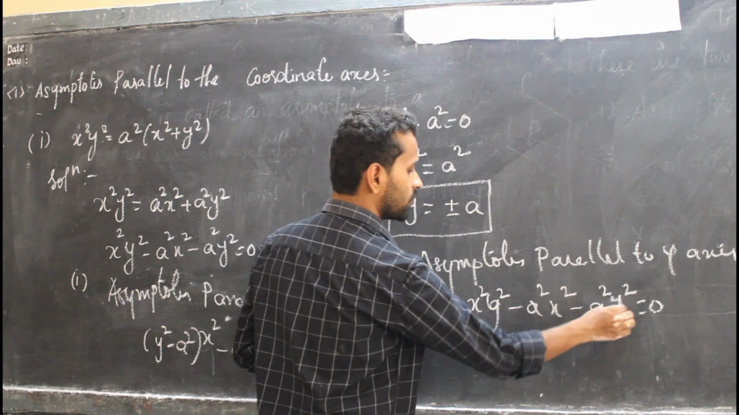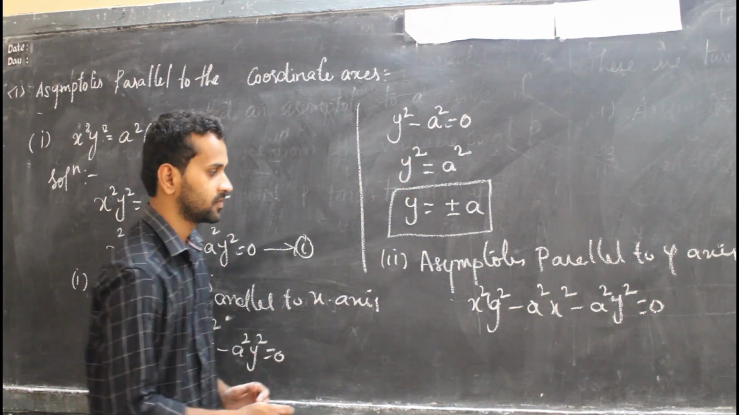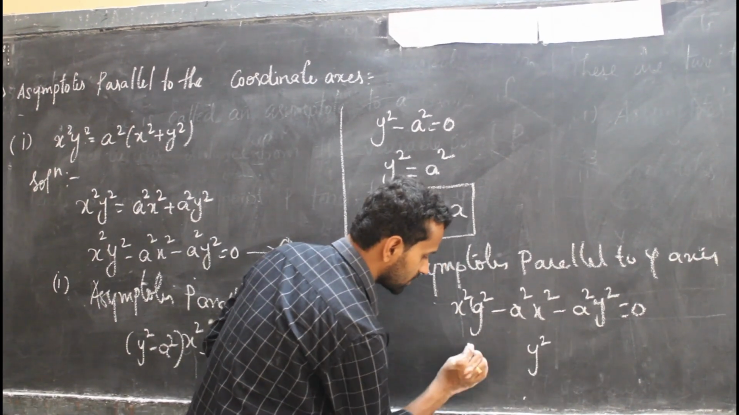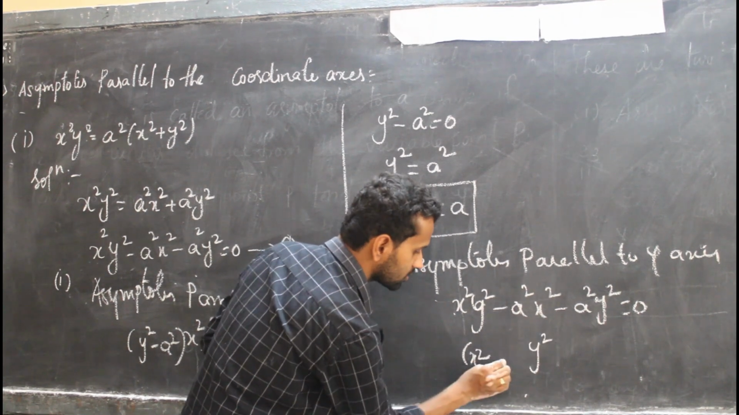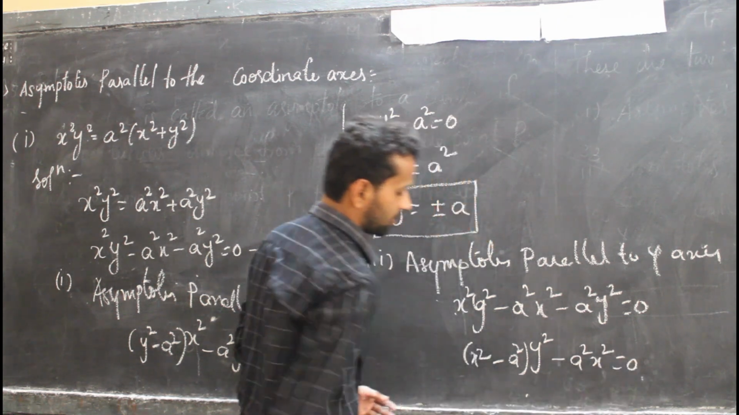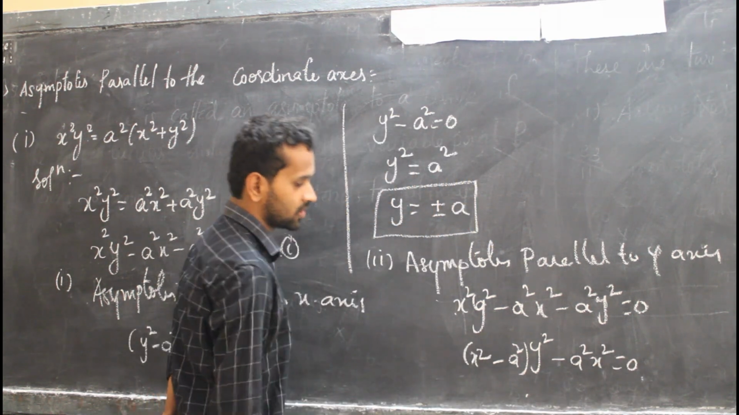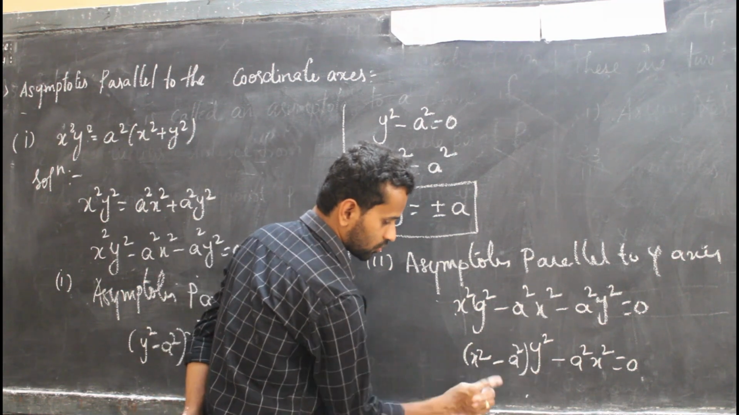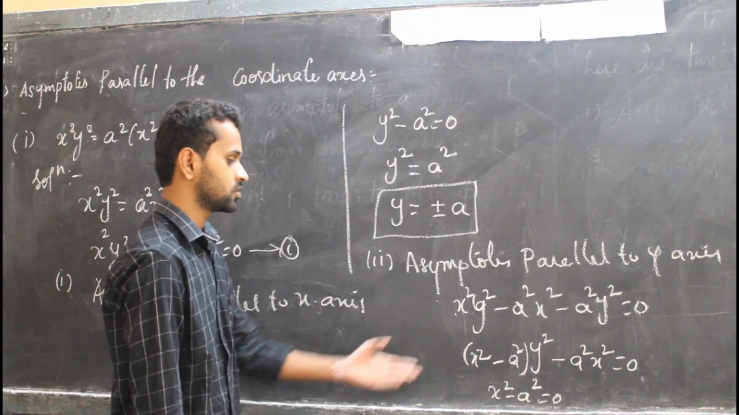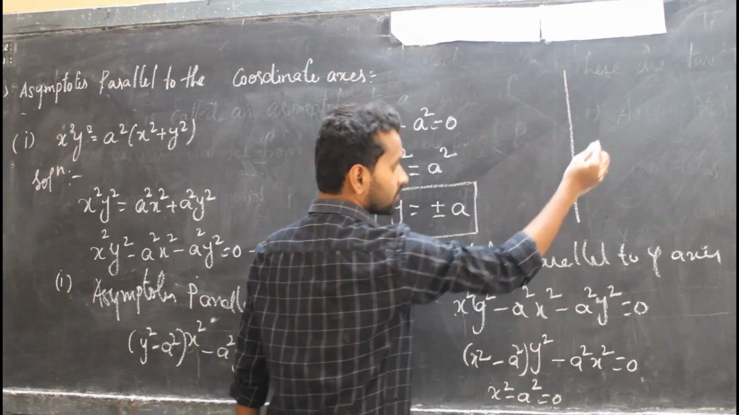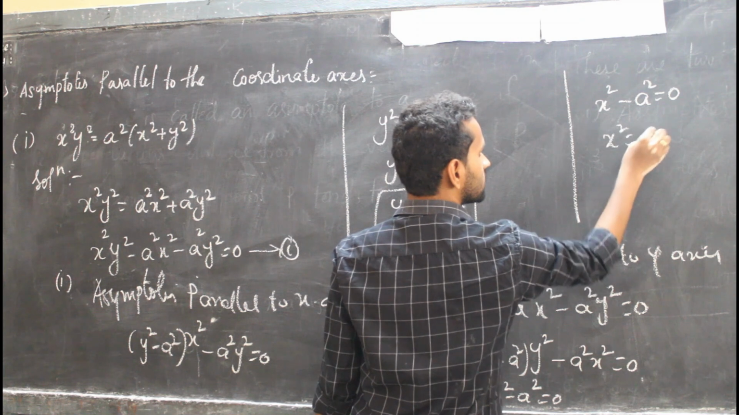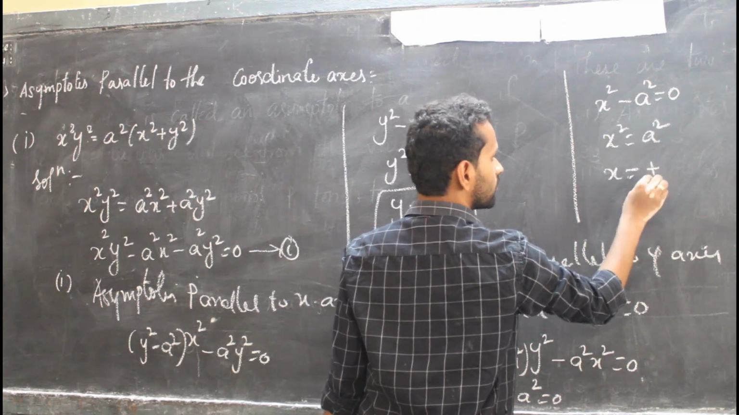In this case, let me combine the y square terms. Let me take y square common. What will be left here is x square minus a square, and the minus a square x square term stays as it is. So what is the coefficient of y square? The highest term is y square, so the coefficient x square minus a square must be equal to 0. So x square minus a square equals 0, x square equals a square, x equals plus or minus a.